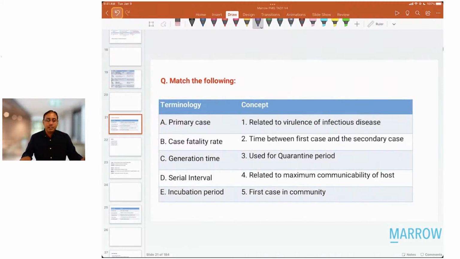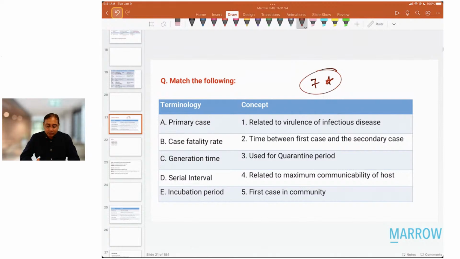Next question आता है match the following. So I would give you like 2 seconds, 3 seconds. Just read the question and try to match the following. Very easy question. It is again a 7-star MCQ topic. So just have a look at this question. What do you think this is? This is primary case, case fatality rate, generation time, serial interval, incubation period. What do you think? Primary case, it matches with what?